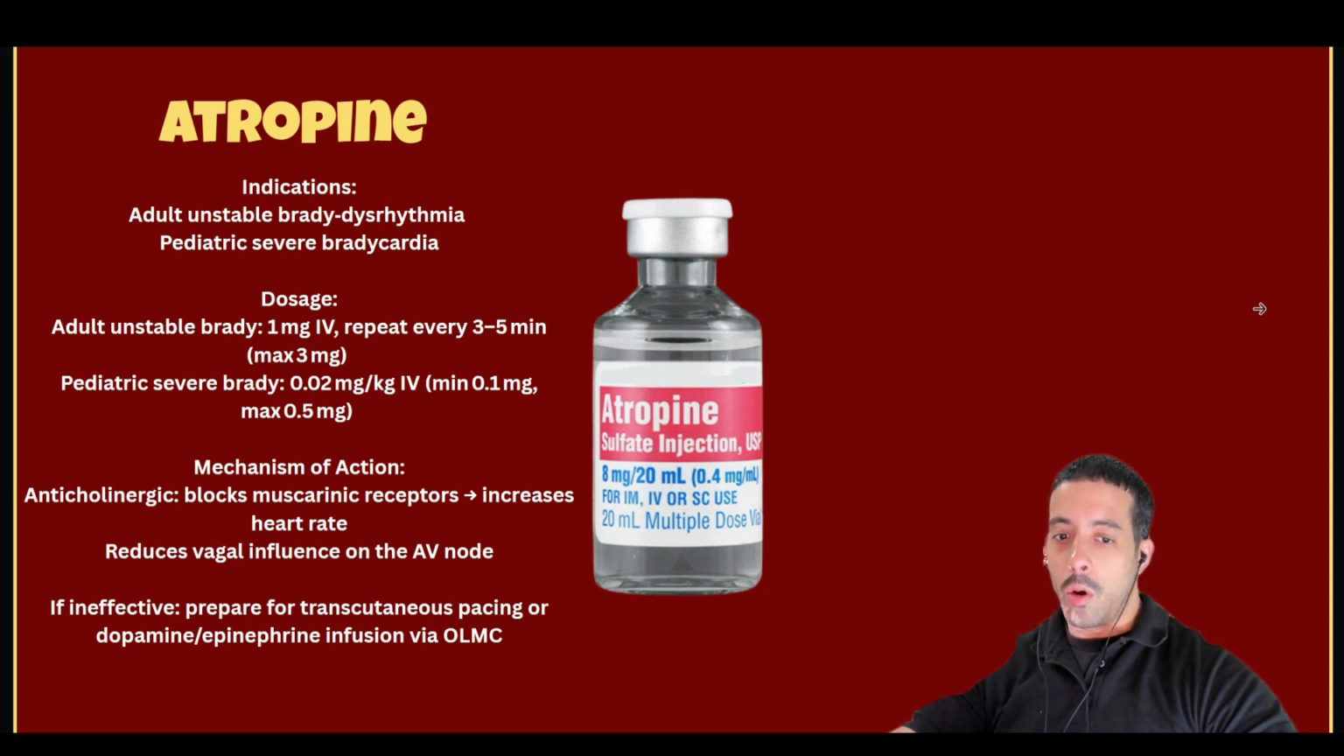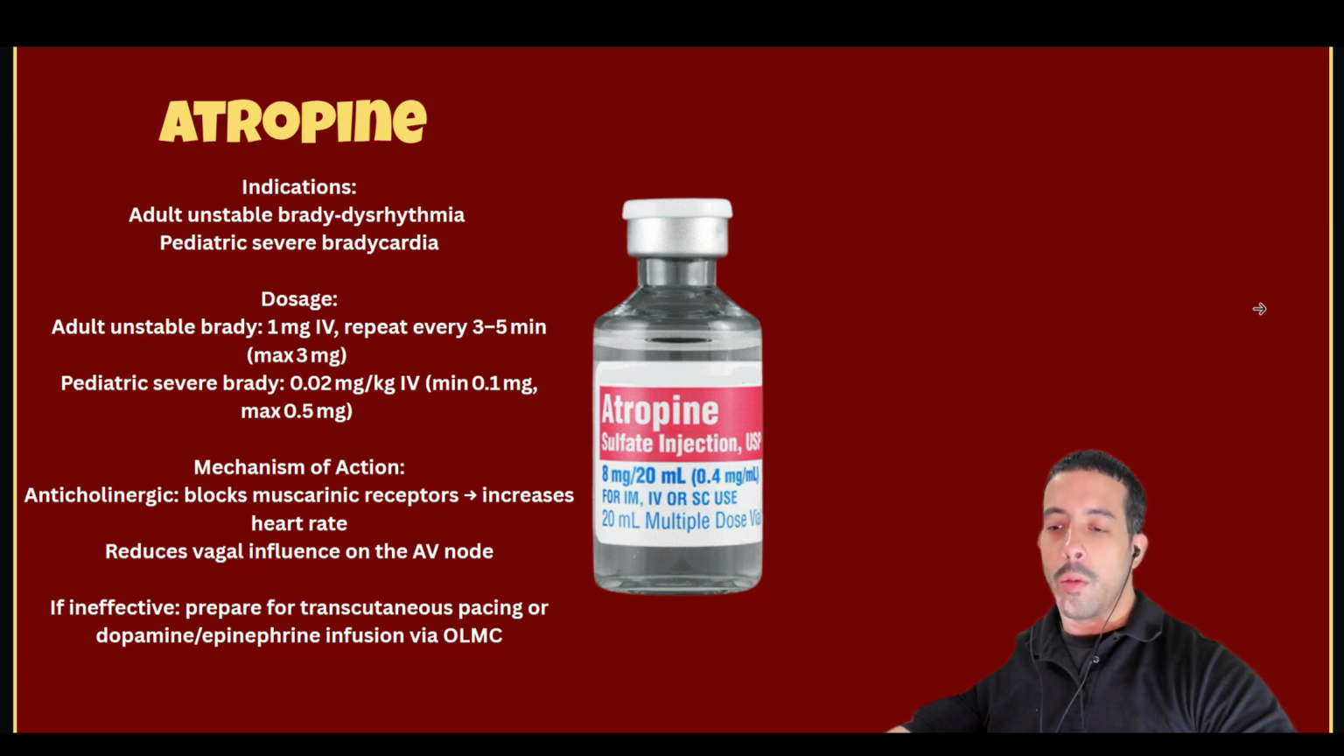So a person with a low heart rate, you give them atropine, 0.5 milligrams to be exact, and it would help them for the adults. And in peds, with severe bradycardia, then you give them 0.2 milligrams per kilogram of IV.